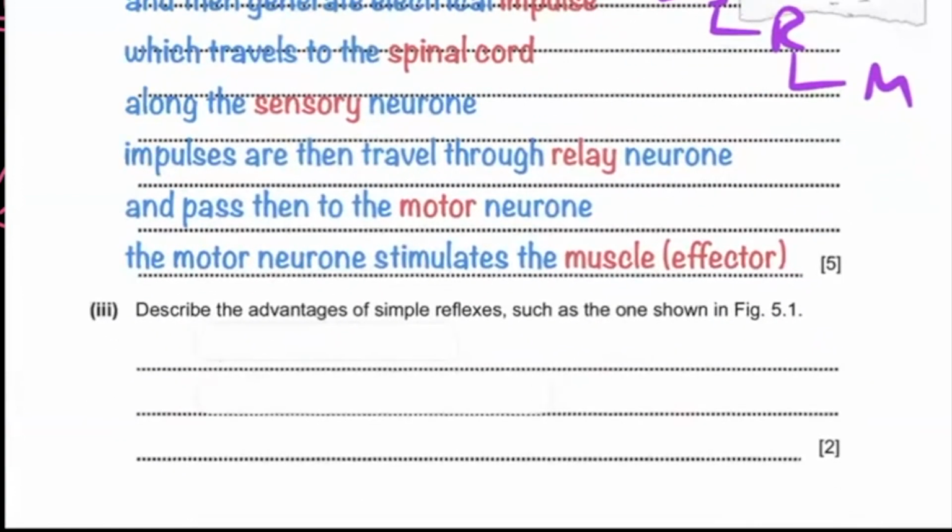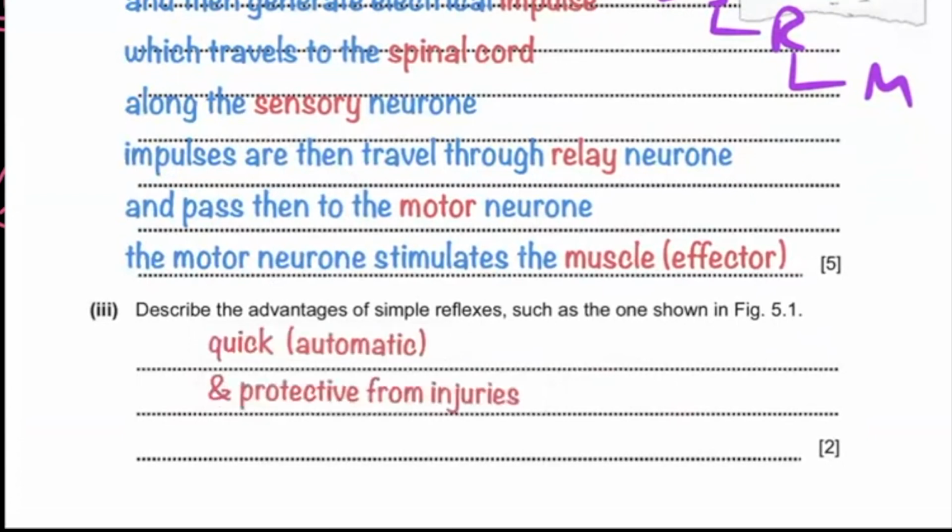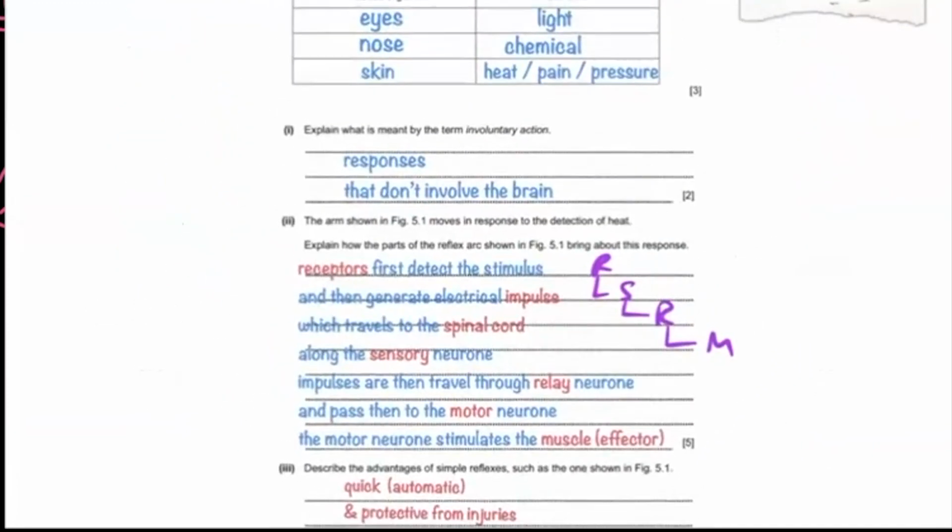They said describe the advantage of simple reflex. What these reflexes are good at, like why reflexes are very helpful for living organisms. Now, usually this is meant to be automatic. They are quick and protective. So these are three properties of all reflex actions. So again, they're quick and they're meant to protect your body from any possible damage. All right, is this clear?